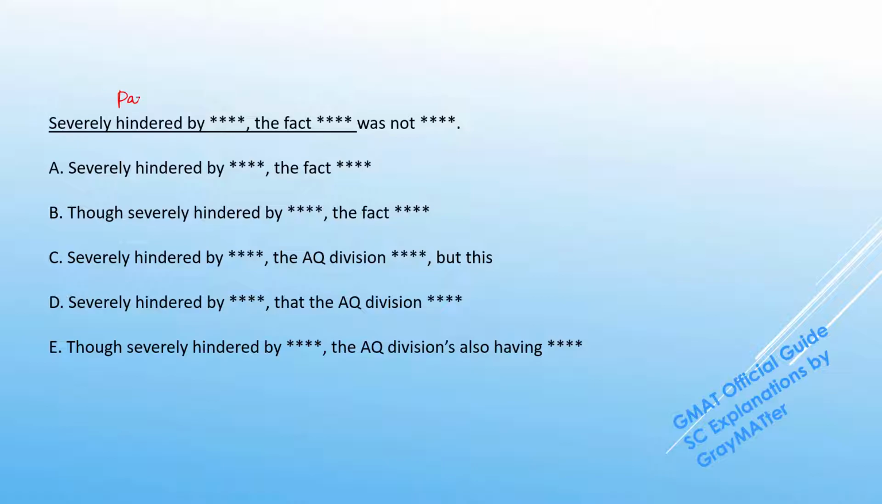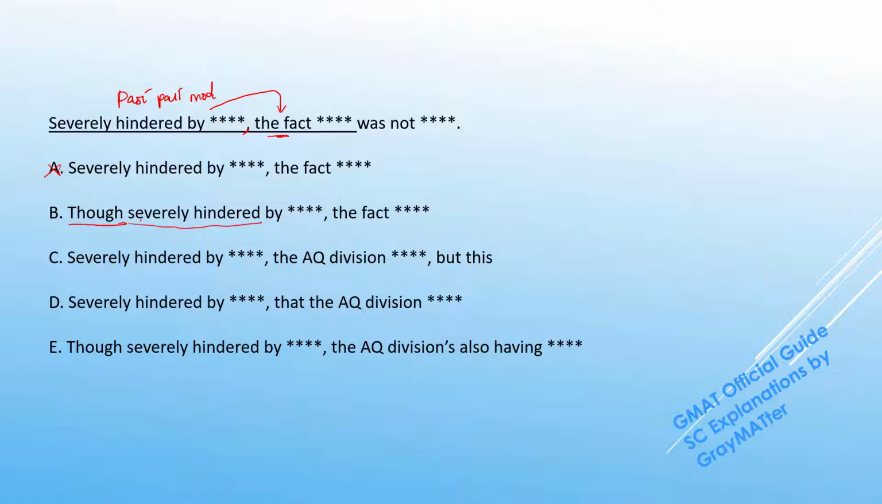Now this is a past participle modifier start. So the past participle modifier will obviously apply to the subject of the clause, the subject which is right after the comma. So we can notice that the subject here is "the fact." So what should be severely hindered by the problems? The fact. So that's illogical. A goes off.